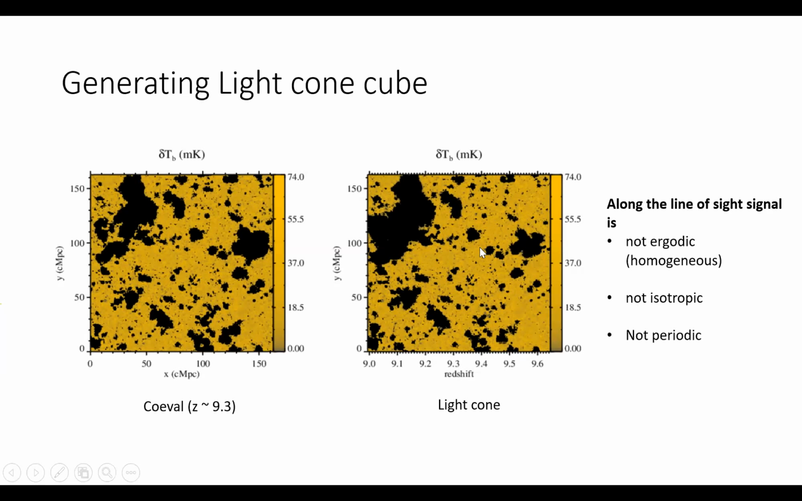However, I must say that your signal is always homogeneous and isotropic if you consider just one slice perpendicular to the line of sight. So that is important. Along the perpendicular to the line of sight, your signal is homogeneous and isotropic. But along the line of sight direction, your signal is not homogeneous, not isotropic and not periodic. These features are very important when you discuss the statistical estimator, and I will come to that later.